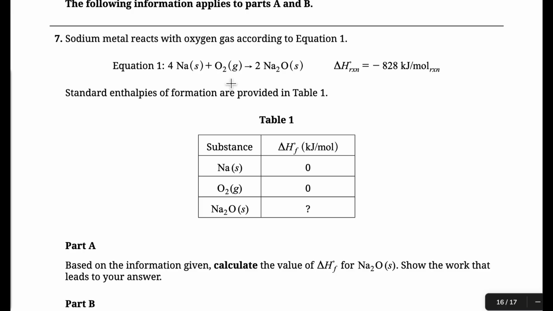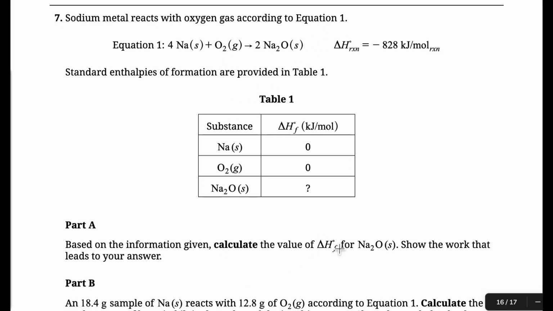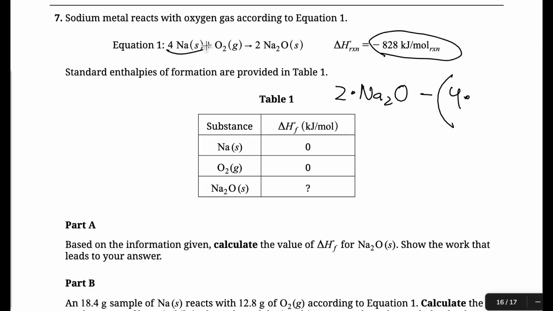Question 7 says sodium metal reacts with oxygen according to equation 1, standard enthalpies. Calculate the value of delta H formation for Na2O solid. So we have our final delta H for the reaction, and all we're going to do is products minus reactants, taking into account these coefficients. So 2 times Na2O, whatever the enthalpy is for that, that's what we're solving for, minus 4 times that of Na solid. Notice how that for Na solid is 0, and also O2 gas is 0.